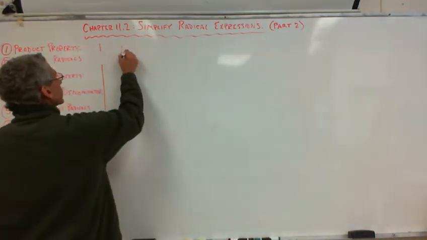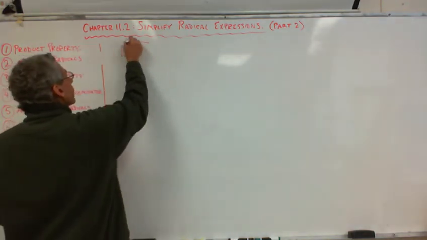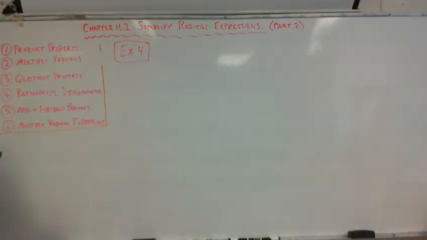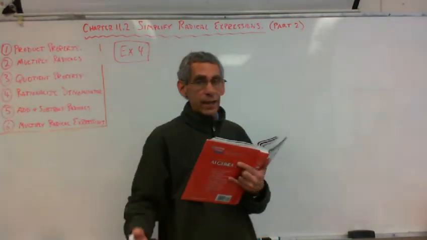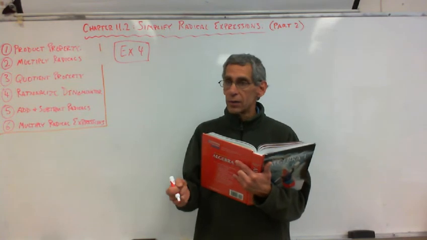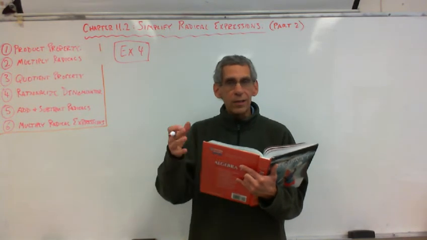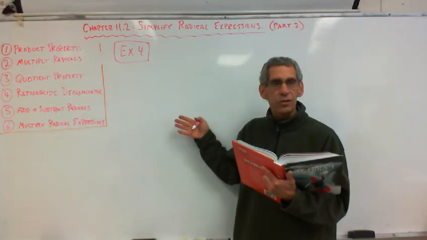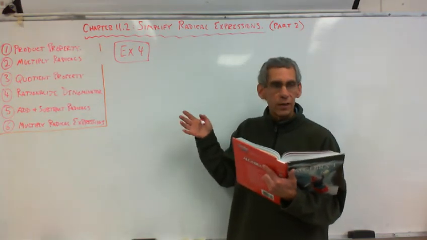So let's do example 4. Okay? So example 4, we're talking about rationalizing the denominator. Again, you can't have a square root sign in the denominator, right? I mean, you can in the process, but when you finally get your final answer, you've got to get rid of it.